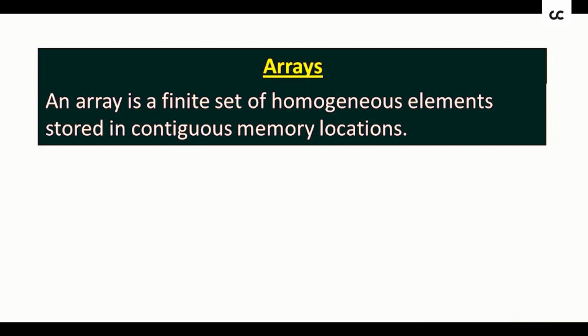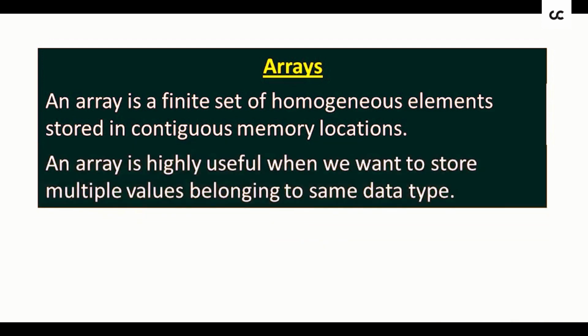And you should be aware that all these elements are stored in contiguous memory locations. I mean to say, the elements will not be stored in a scattered manner. They will be stored in a chain-like structure. Hence I am saying that they will be stored in contiguous memory locations. An array is highly useful when we want to store multiple values belonging to the same data type.